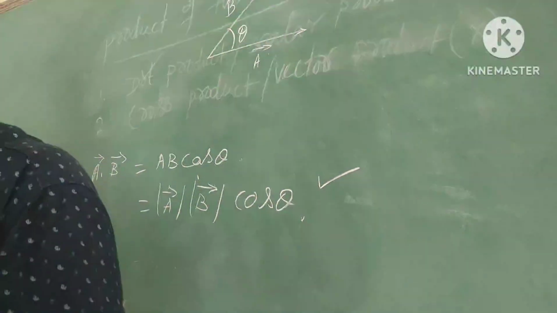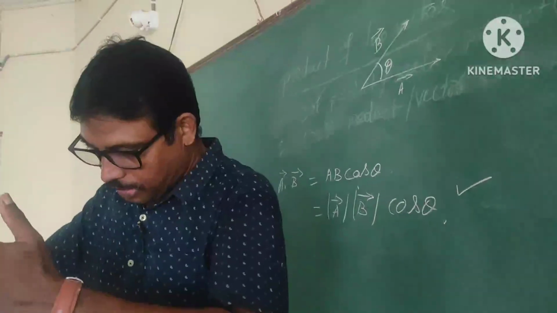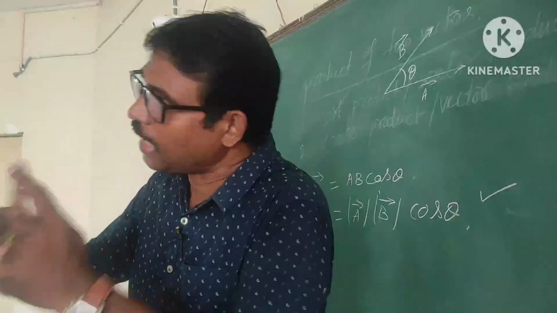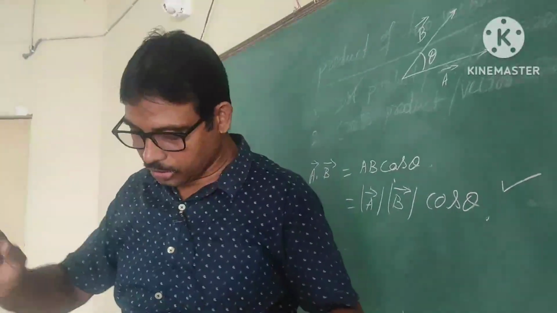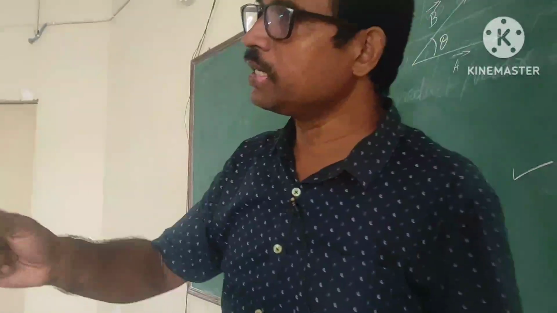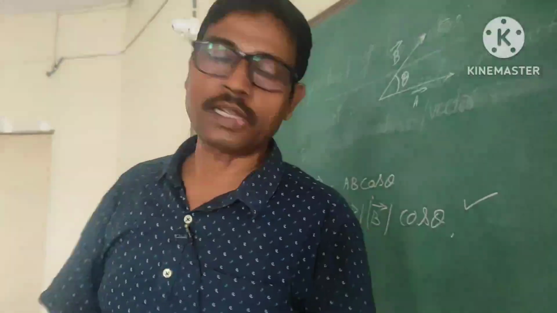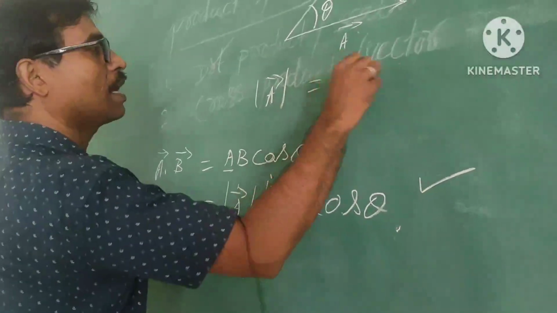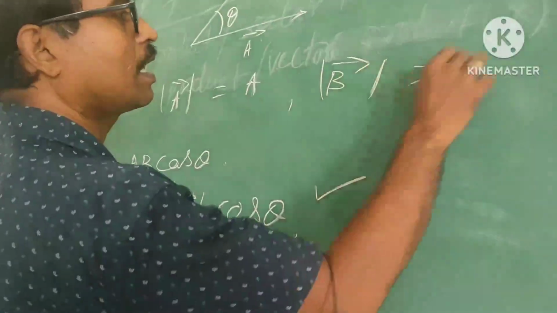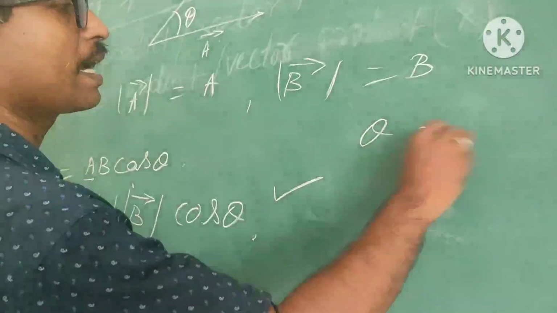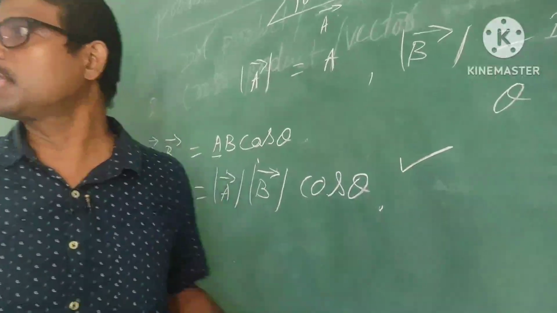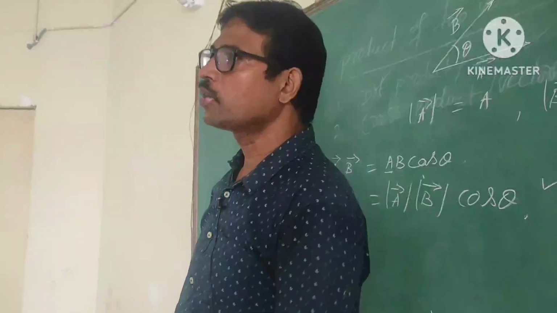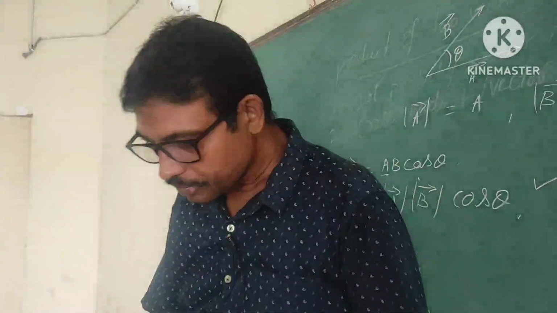A is a vector, B is a vector. Their product is also a product of vectors, but there is no direction, that's why it is not a vector. In |A||B| cos theta, all are scalars. The magnitude of A is a scalar, the magnitude of B is a scalar, and theta means angle, it is a number, a scalar. So everything you get after multiplying is a scalar. That's why the dot product of two vectors is a scalar quantity.